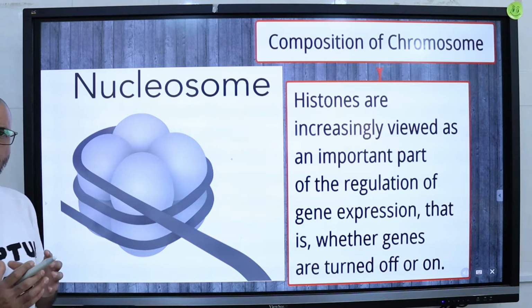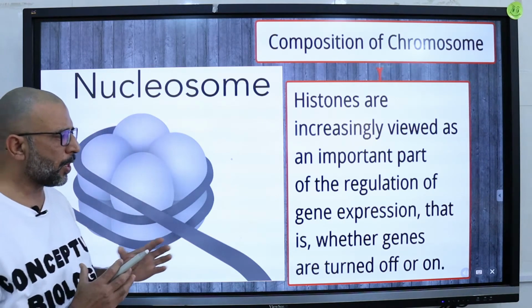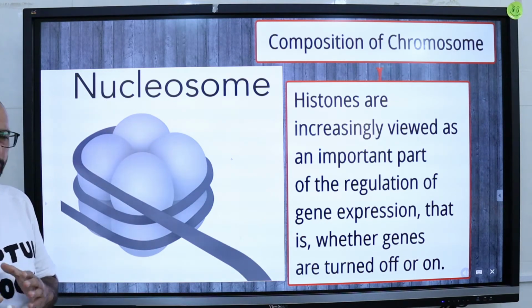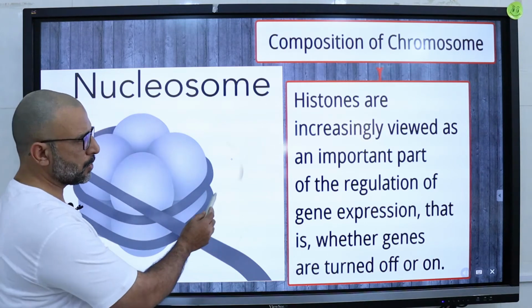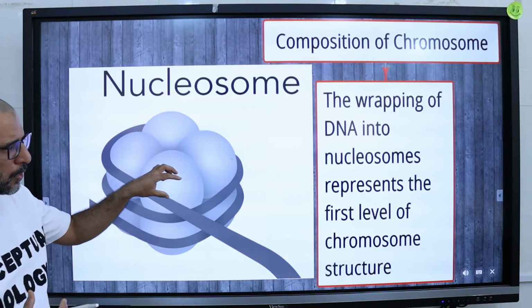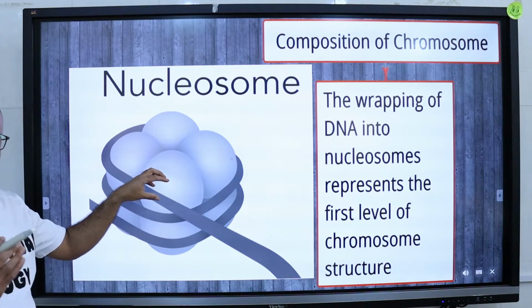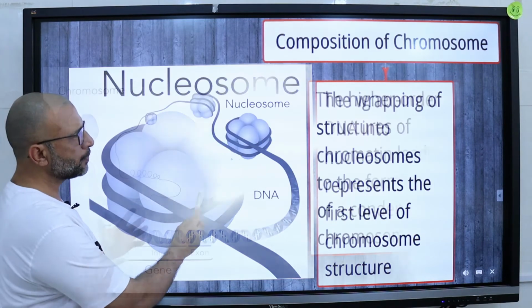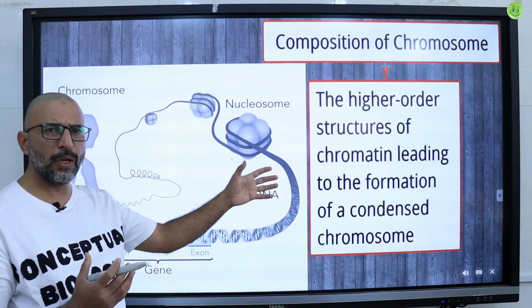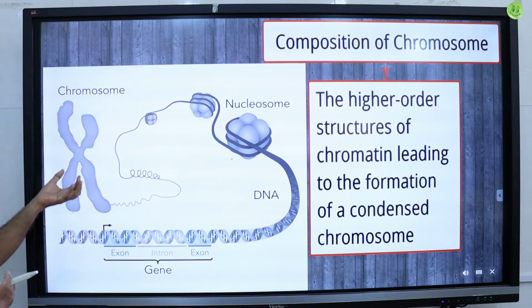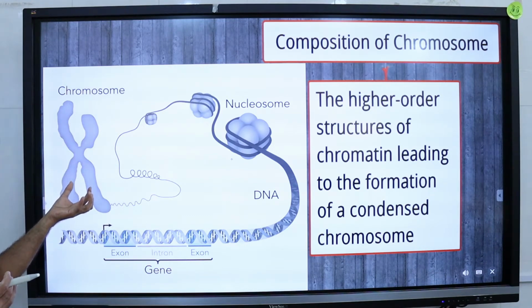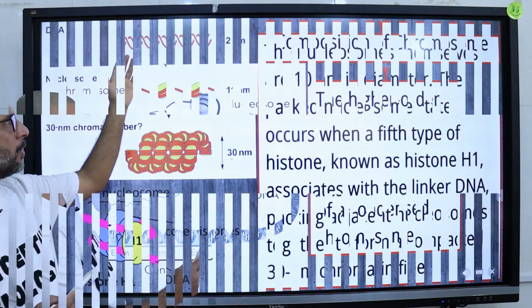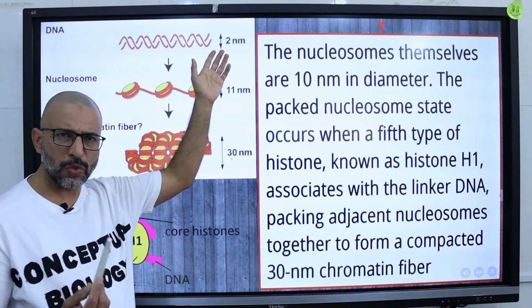Histones are increasingly viewed as an important part of regulation of gene expression. That is, genes are either turned on or turned off with the help of histones. The wrapping of DNA into nucleosomes represents the first level of chromosome structure. So this is the first level of chromosome structure, and the higher order of structure of chromatin leads to the formation of condensed chromosome. So this is the higher order of chromosomal structure, and this is the first order of chromosomal structure. The diameter of DNA molecule is 2 nanometer.